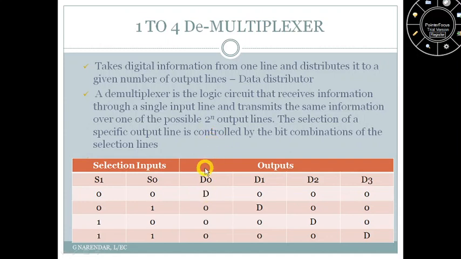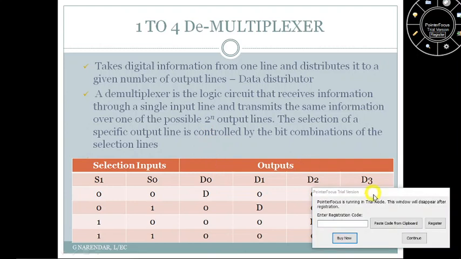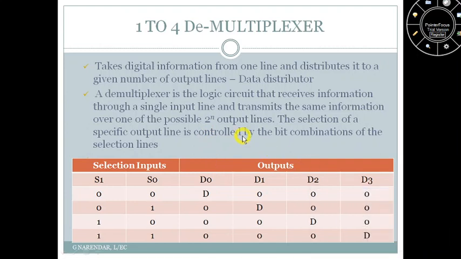So there is only one input, and the information on the input line will get distributed over a number of output lines, depending on the bit combinations of the selection inputs. Since we have two selection inputs S1 and S0, they can take four different bit combinations: 00, 01, 10, 11. With each bit combination one of the output lines will get selected, and the input digital information will be placed on that output line.